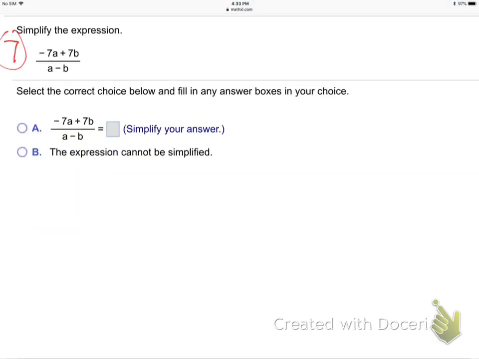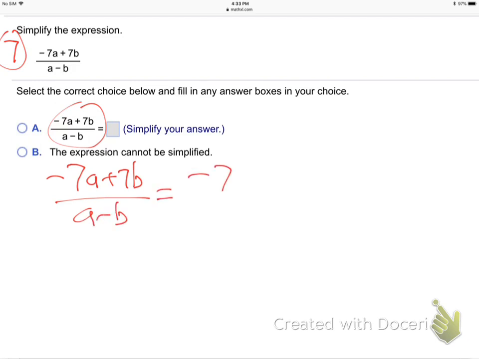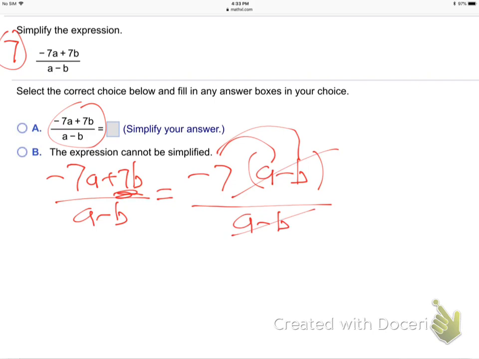We're supposed to simplify this. So let me rewrite it. To simplify this, we're going to factor the top, take out a -7. What will that leave? It's a minus because that'll multiply to be -7a. That a times negative will go back to positive 7b. And then these guys can cancel. So it's just -7.